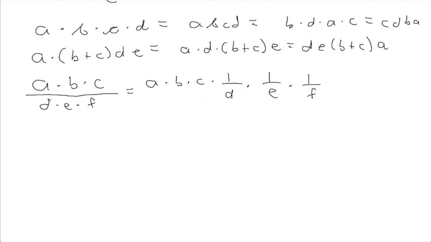Dividing by a number is the same as multiplying by its reciprocal. Dividing by D is the same as multiplying by 1 over D. Dividing by E is the same as multiplying by 1 over E. And dividing by F is the same as multiplying by 1 over F. That'll tend to be a useful trick in some of the integrals that we're working on.